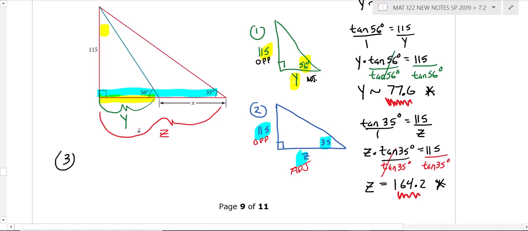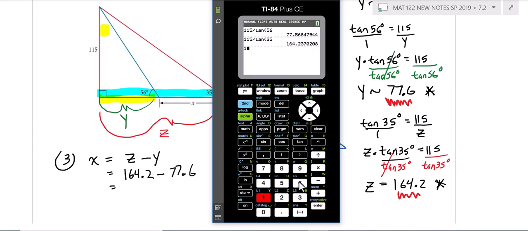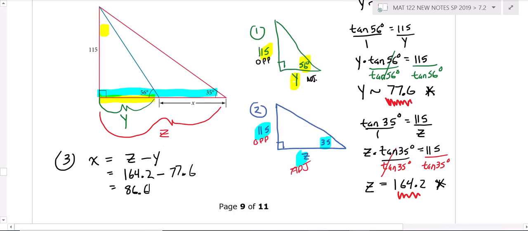So if you want to find x, it's just going to be z minus y. I think of this as the whole minus the part gives you the rest. So z was 164.2, y was 77.6, and then that should give the answer to the problem. I'll go ahead and do that, and that'll close that problem off. 86.6. These problems are kind of fun because you have to think a little bit about it and come up with a strategy. These aren't too hard, but they can sometimes be pretty challenging, depending on what the situation is. So that'll take care of that.